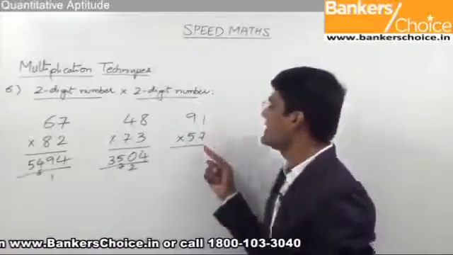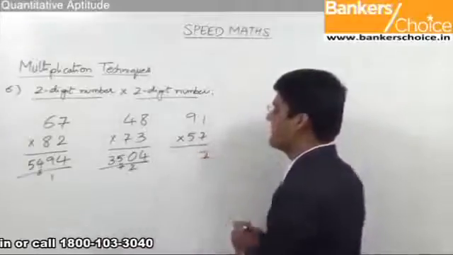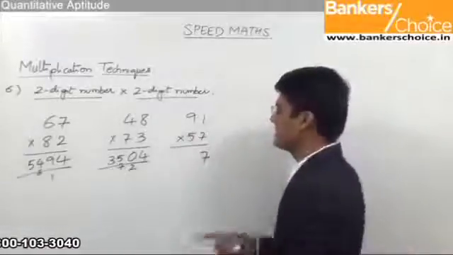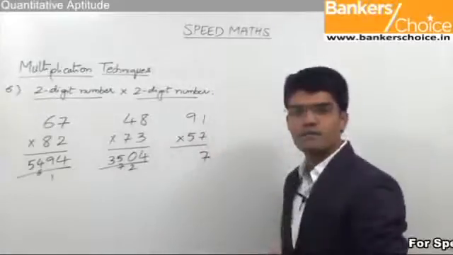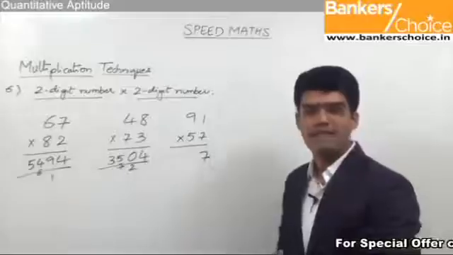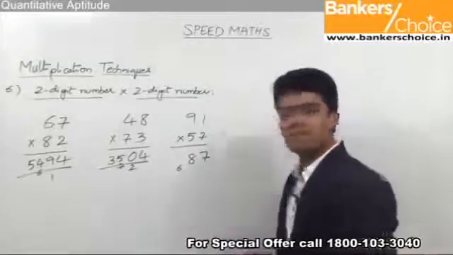The last question here is 91 into 57. So the first step would be 1 into 7, 7. Second step is cross multiplication. 9 into 7 is 63 and 5 into 1 is 5. 63 plus 5 is 68. And as we have no carry, we can directly take 8 in the answer and now 6 is carried forward.